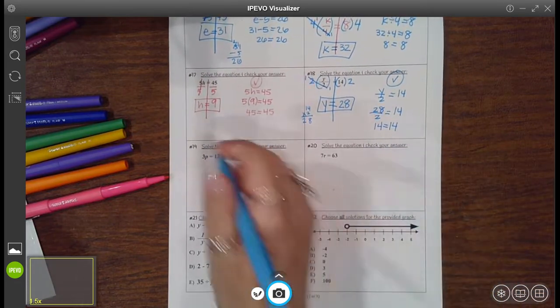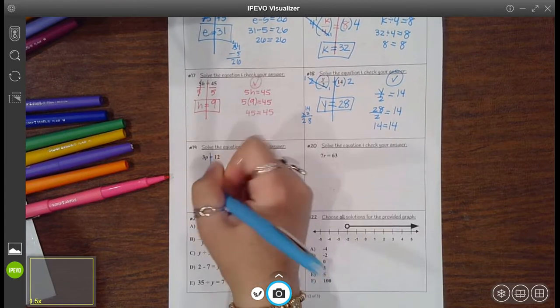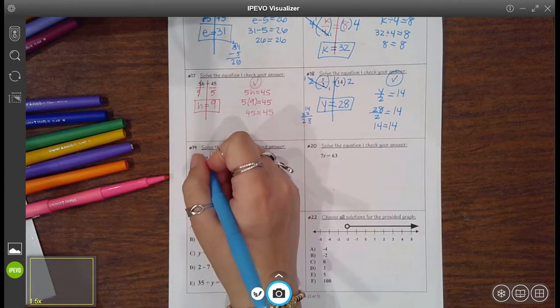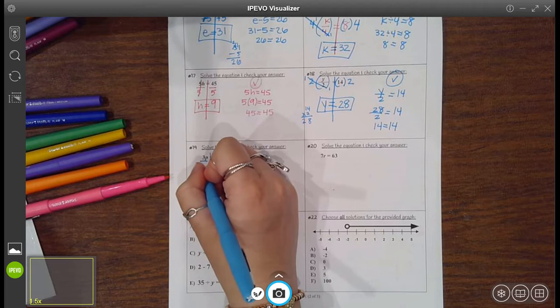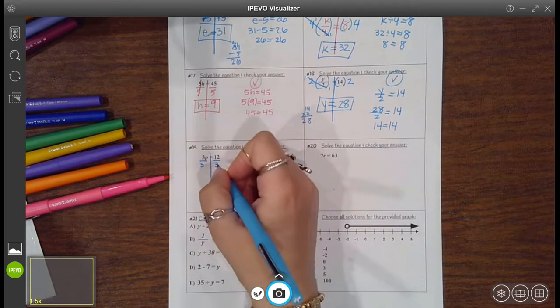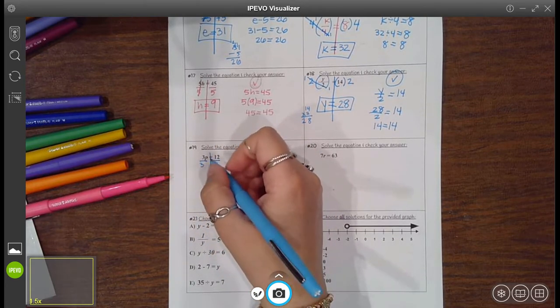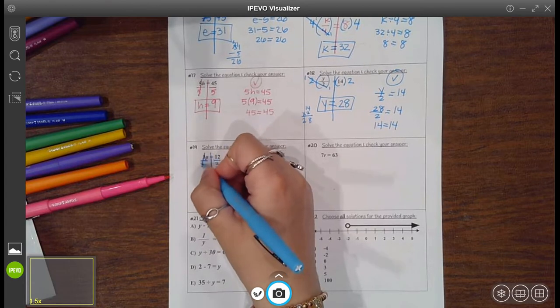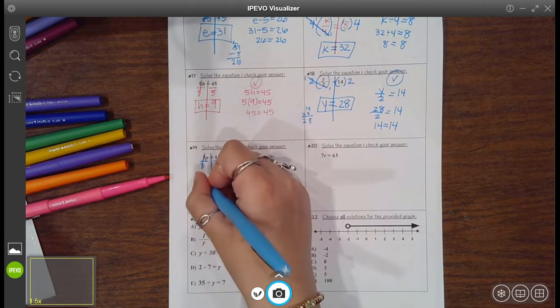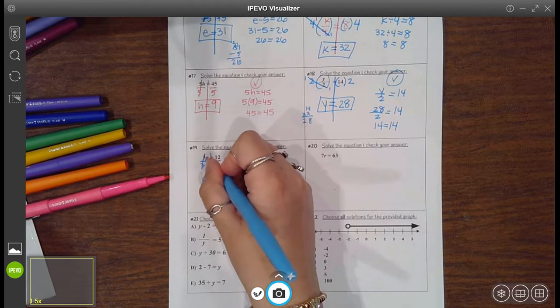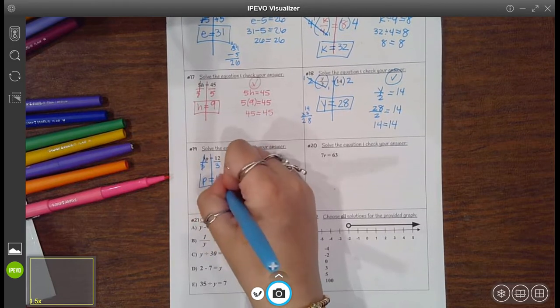Okay, my next one. Draw a line down. The inverse of multiplying by 3 is to divide by 3. Whatever you do to one side, do to the other. 3 divided by 3 is 1. So you have 1 times p, or just p. 12 divided by 3 is 4.